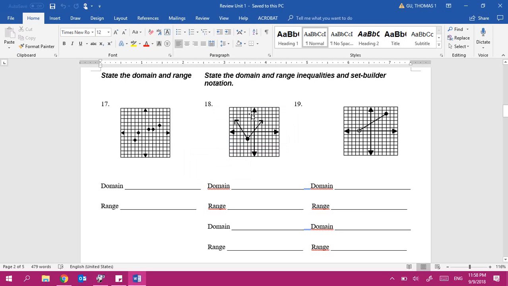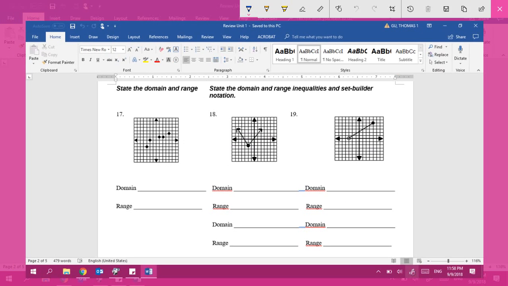Alright, looking at number 17, we're talking about the domain and range. Here, we just have points, so we can write the different point values. Look at this one right here. It's -1, -2, -3, -2. So it's left 3, so it's -3, and it's down 2.